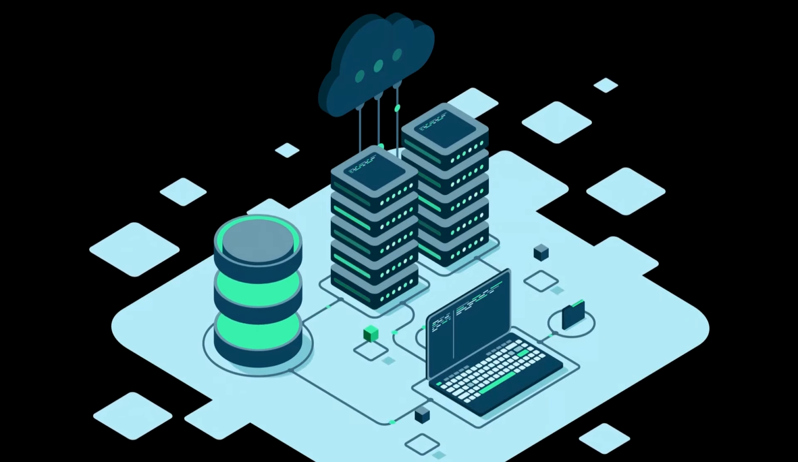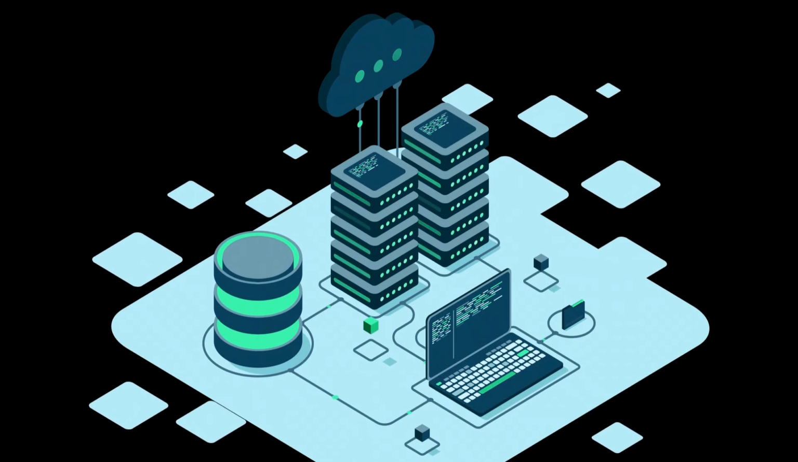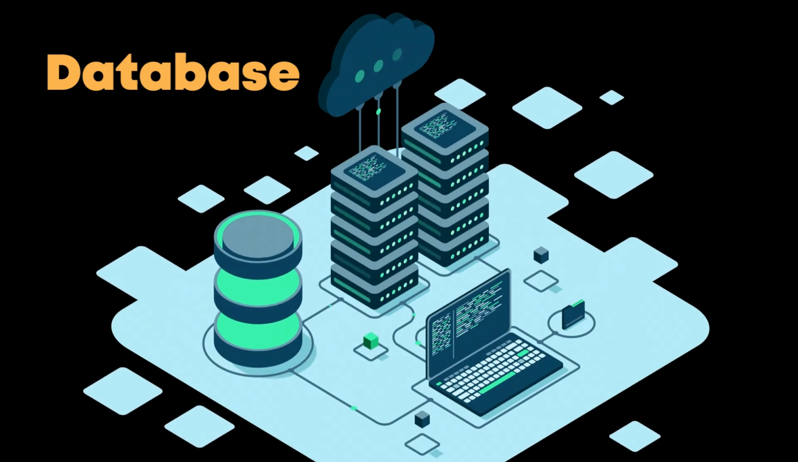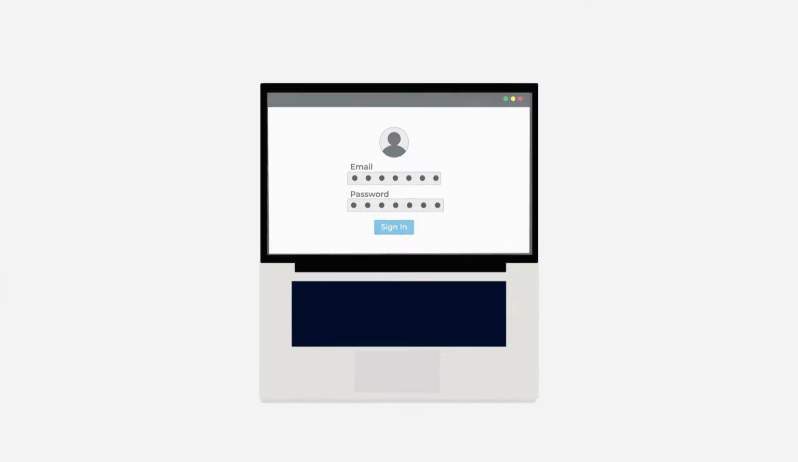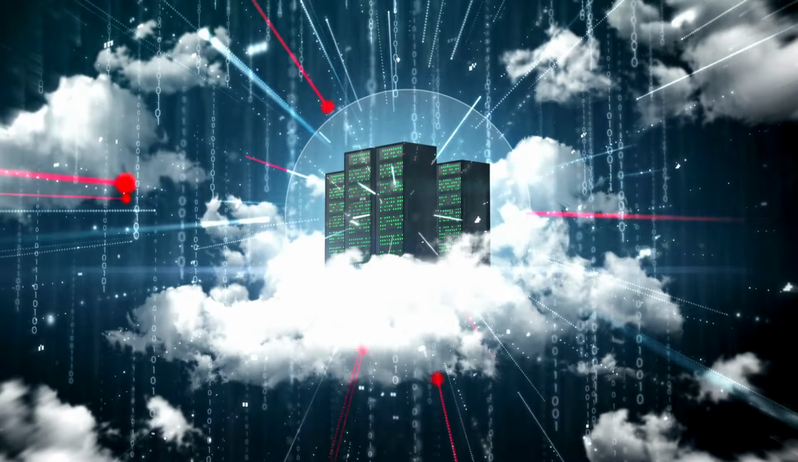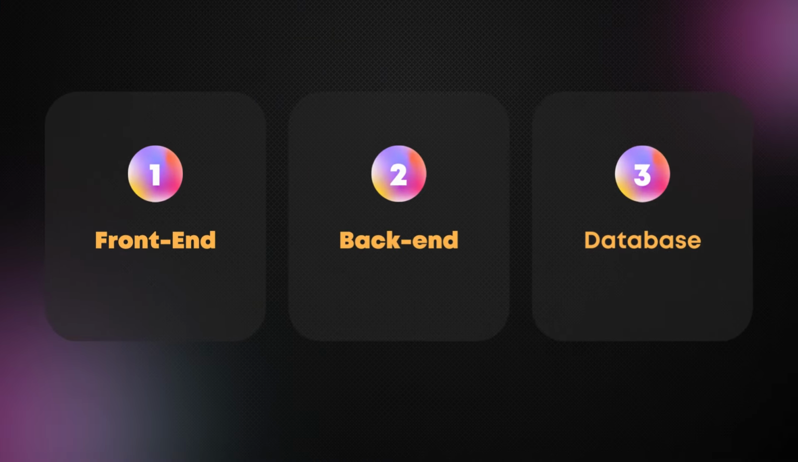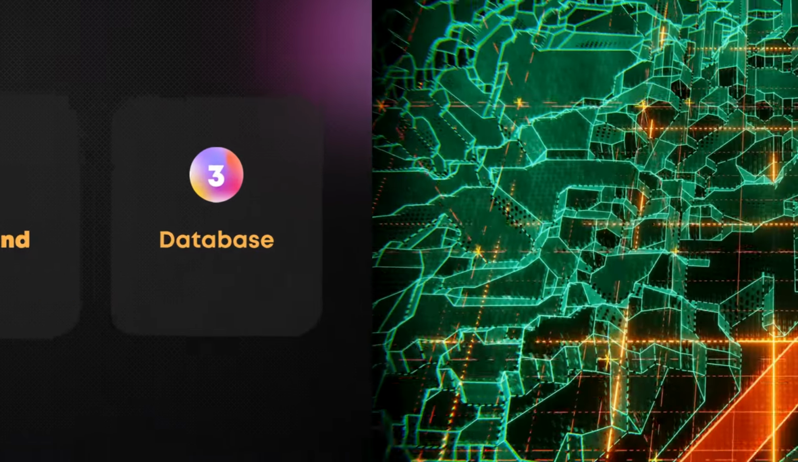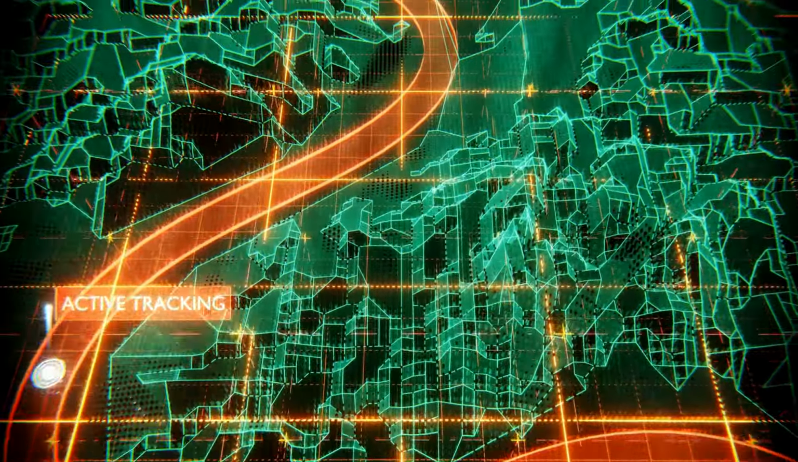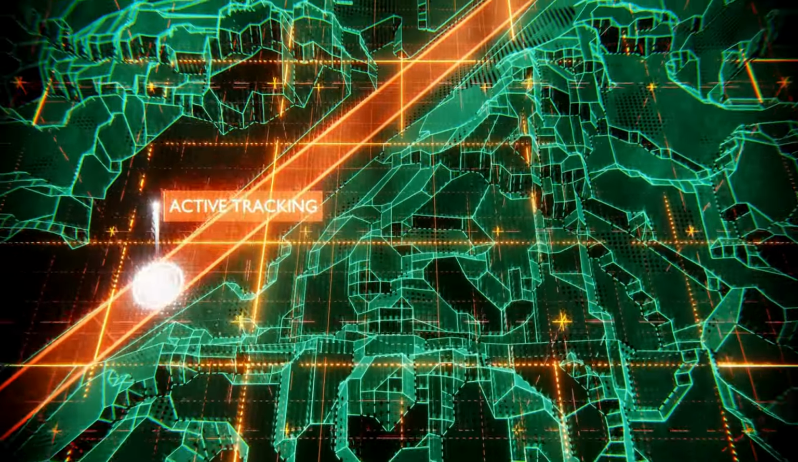Apart from front end and backend, there is another thing called database. All this information that you fill in while signing up on any website is stored somewhere on some server. So these are three major components of web development: front-end, back-end, and database. Now let us talk about the roadmap of web development step by step.